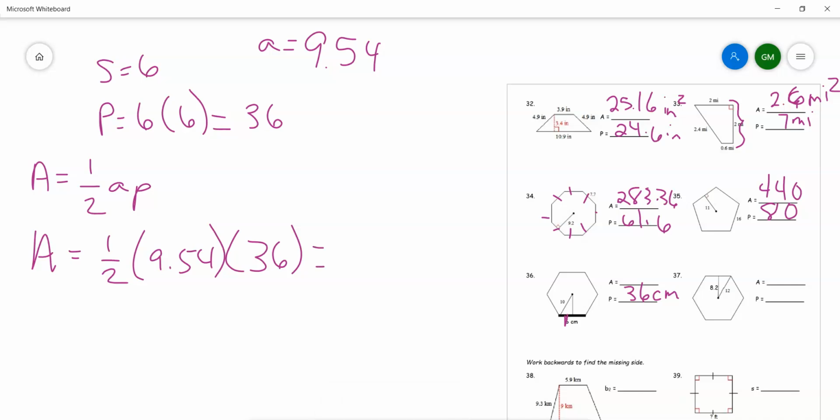So it's 171.72 centimeters squared. I would have both answers written on the key, so no worries if you decide to be the more accurate person. I'm not going to count it wrong if you're that close.